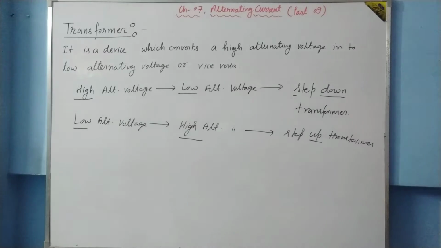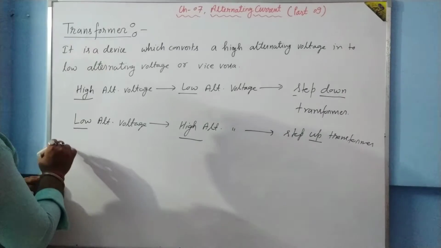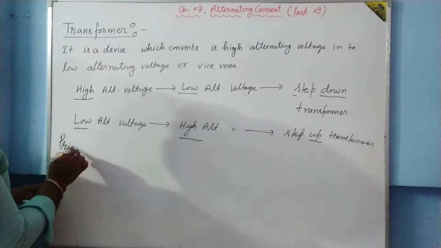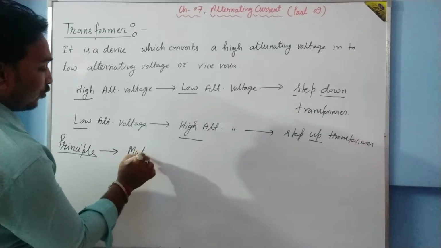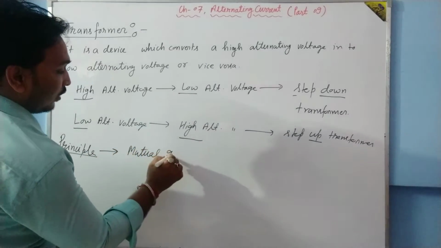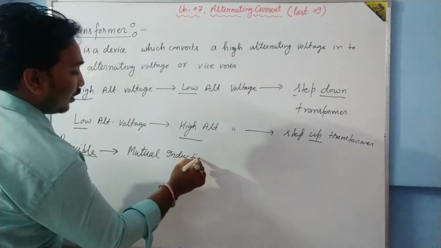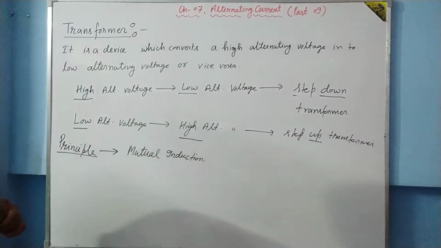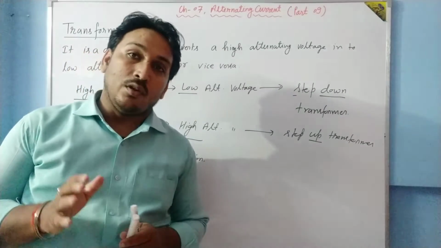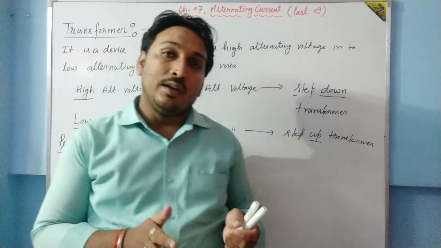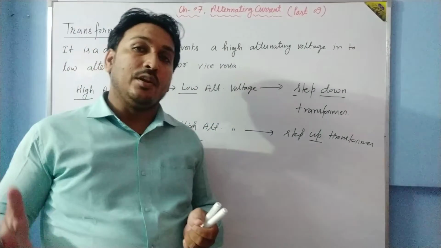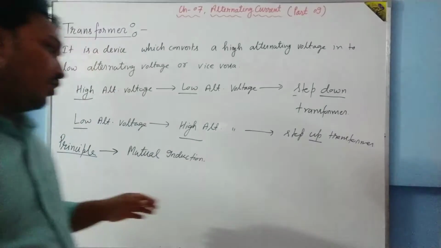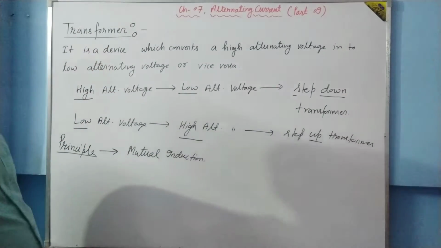Okay, so now how does this transformer work? What is the principle of it? Transformer works on the principle of mutual induction. And what is mutual induction? If you remember, we have done in the last chapter, Chapter number 6, whenever there is a change in current in a coil, then there is an induced EMF in the secondary coil. Secondary coil is its neighboring coil. So this is what mutual induction is, and this is the working principle of a transformer.